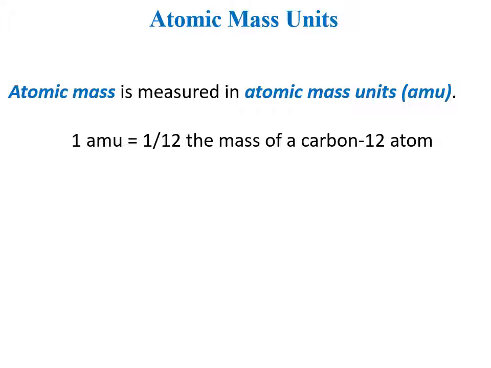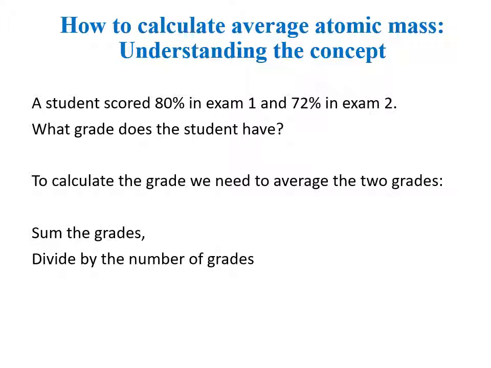The units for the atomic mass are AMUs, atomic mass units, which are defined as 1/12 of the mass of a carbon-12 atom. Now, how do we calculate the atomic mass? We said it's an average, and in general, we're used to doing averages as in the example you see. A student has 80% in one exam, 72% in another exam. What does the student have as a grade? Normally we just sum up the grades and divide by 2.